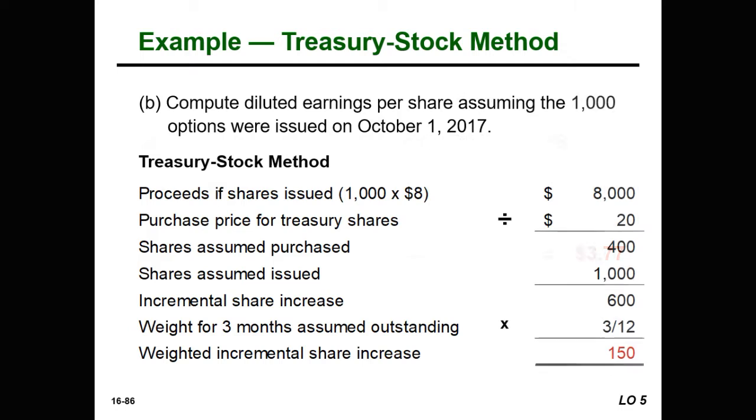Now we're going to compute the diluted earnings per share, assuming the 1,000 share options were issued on October 1st, 2017. The proceeds would be the same. It would be $88,000, assuming shares purchased of 400. We issued 1,000, so the incremental share is still 600. However, we have to weight that for 3 out of 12 months. That means the weighted incremental share increase is 150.